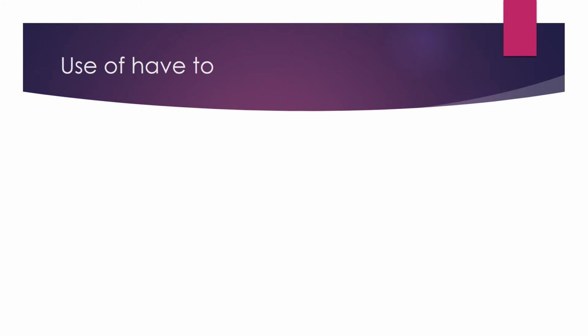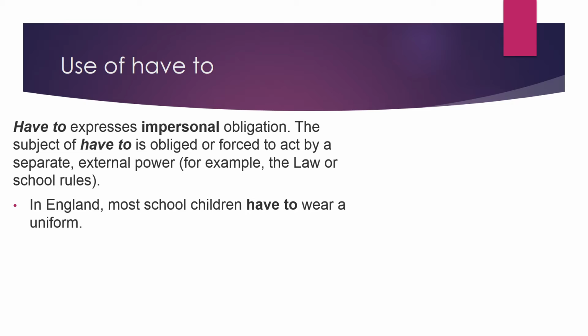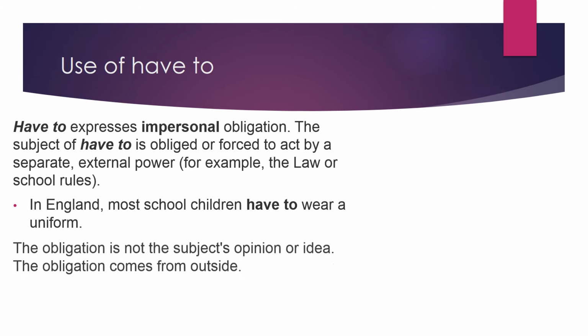Use of have to. Have to expresses impersonal obligation. The subject of have to is obliged or forced to act by a separate external power, for example, the law or school rules. In England, most school children have to wear a uniform. They are obliged, they are forced. The obligation is not the subject's opinion or idea. The obligation comes from outside.